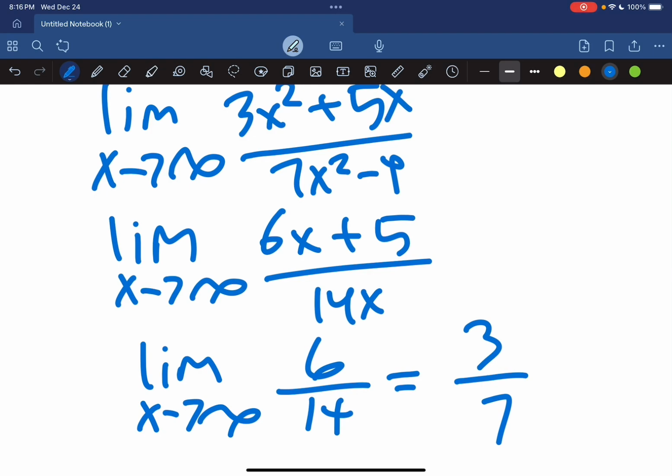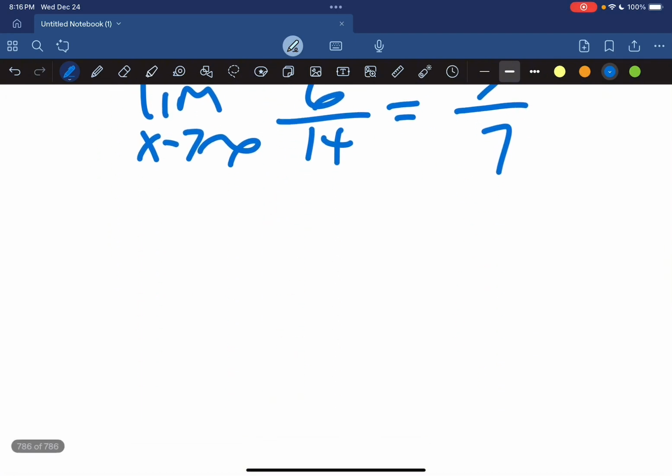So we can solve this limit by simply using L'Hospital's rule. L'Hospital. So we can also do one last example here.